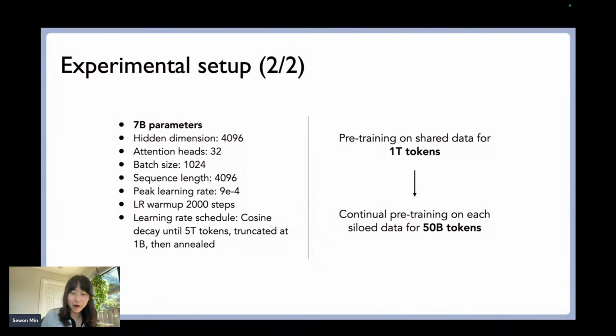And then these are the training setups. I won't go over all the details here, but just to highlight a few points, we did experiments at 7 billion scale, meaning each expert has 7 billion parameters. So when we merge the mixture of experts, I think in total they have about 50 billion parameters. And then we copy the typical model config for the mixture of experts. For training, we pre-train on the public data for 1 trillion tokens to have a public model that can be shared by everyone. And then after that, we assume that each data owner does continued pre-training on their private silo data set for 50 billion tokens.